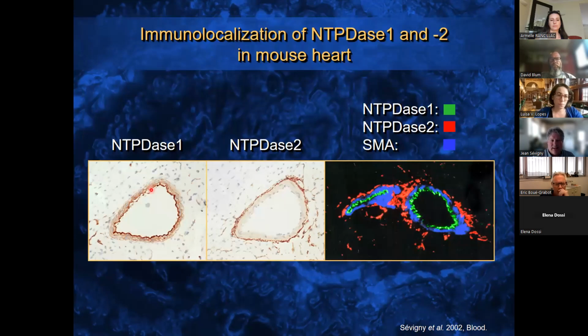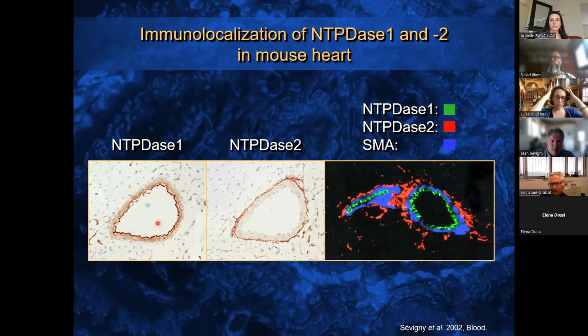And this makes sense because, as I have shown in another tissue previously, NTPDase1 is highly expressed in the endothelium. This is coronary arteries from the heart. And NTPDase1 is also expressed in the smooth muscle cells, as well as in the endothelial cells of the capillaries. NTPDase2, in contrast, is expressed by adventitial cells surrounding the coronary vessel. And in the heart, it is also expressed in capillaries, but not on the endothelial cells, on the pericytes that surround endothelial cells.